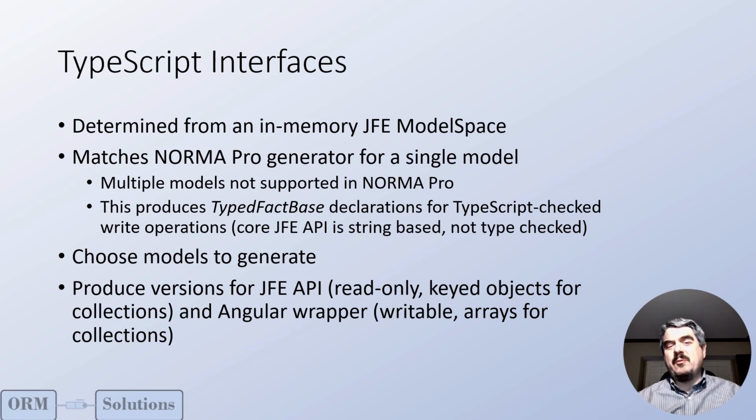But if you do this in NORMA Pro, which also generates most of this file, you can only do it for one model, right? Because the NORMA generators are limited to a single model. It doesn't do anything cross-model. So here it will go cross-model, and you can pick what you want. It also creates a bunch of interfaces, what I call the type fact base, which is a way to write to the JFE model using compile check code, right? There's a very small amount of runtime code to support that. In the back end, I think it minifies to less than 3K. It's very, very minimal and fast.